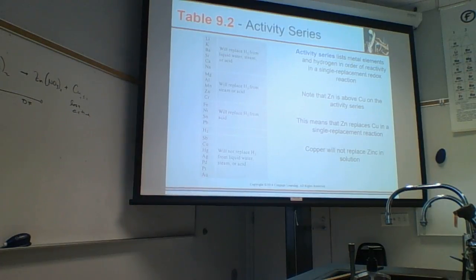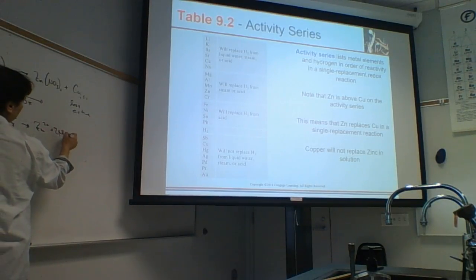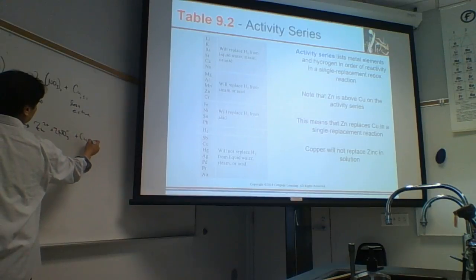Zinc. Strong acid? No. Strong base? No. Soluble salt? No. Copper(II) nitrate? All nitrates are soluble. So this is a soluble salt. This is going to be Cu2+ and 2 nitrates. Zinc nitrate? All nitrate salts are soluble. So Zn2+ and 2 nitrates. And copper metal.